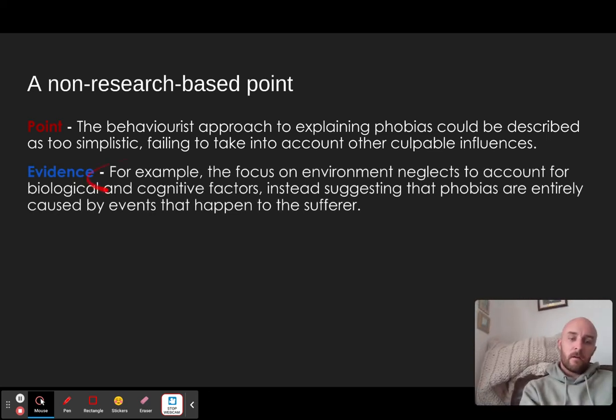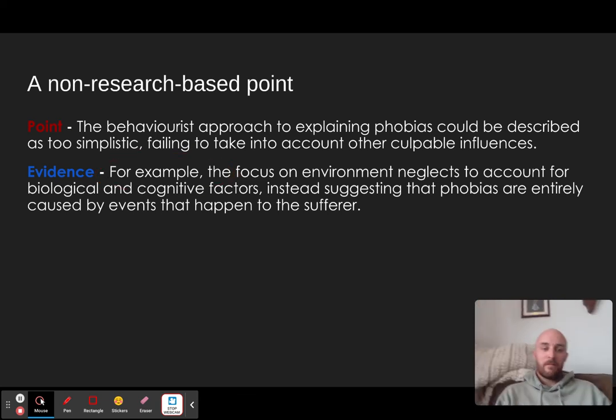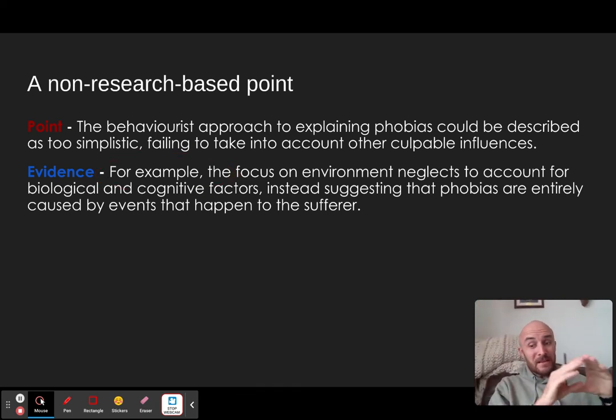Now, one thing I like to get my students to do is actually always write "for example" when they're about to give evidence. That way you're signposting, all these are really important skills, you're signposting your examiner to, for example, I'm about to give some evidence now. For example, the environment neglects to account for biological and cognitive factors, instead suggesting that phobias are entirely caused by events that happen to the sufferer.